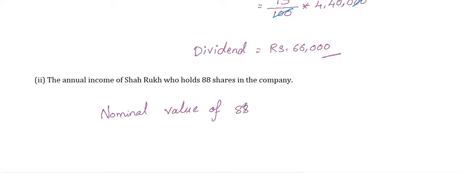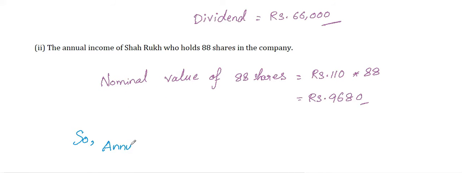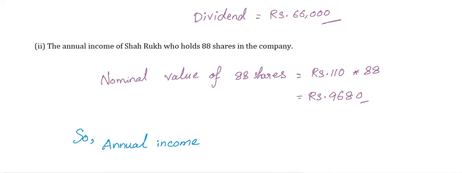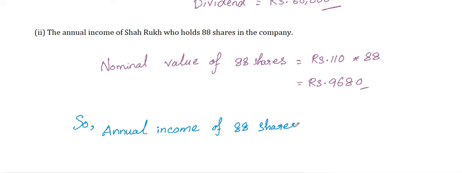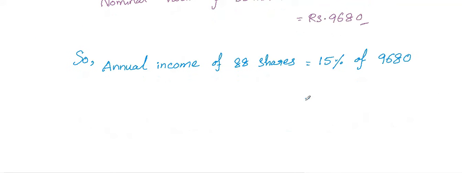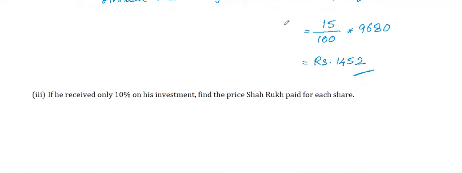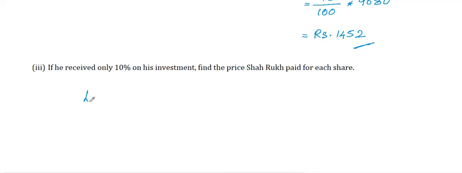Now find the annual income of Shahrukh, who holds 88 shares in the company. We know that nominal value of one share is 110 rupees. So nominal value of 88 shares is 88 times 110, which is 9,680. So annual income of Shahrukh, who holds 88 shares, is 15% of 9,680 rupees. 15 by 100 into 9,680. If you simplify this, we'll get 1,452 rupees. So the annual income of 88 shares is 1,452 rupees.